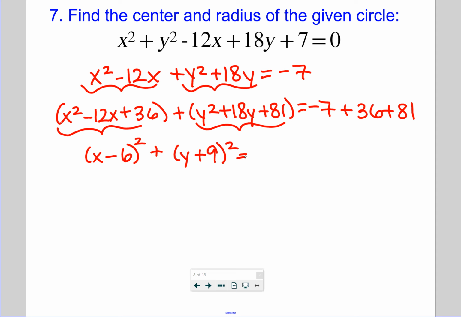-7 plus 36 plus 81 gives me 110. From here, I can name the center and the radius. The center is the opposite of the numbers with my x and my y, so 6 and -9. The radius is the square root of the number on the right, so square root of 110. The factors of that are 11 and 10, or 55 and 2. None of those are perfect squares, so 110 does not break down. That's going to be your final answer.